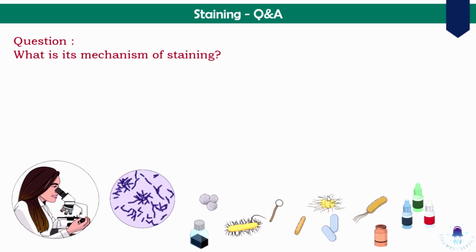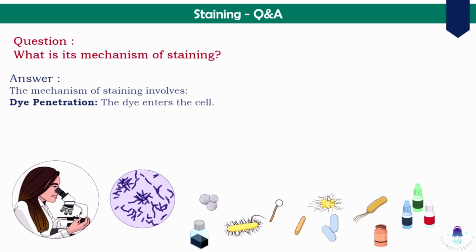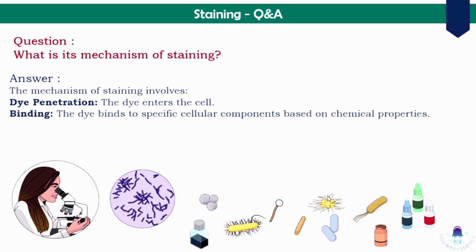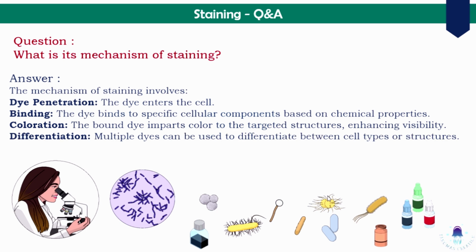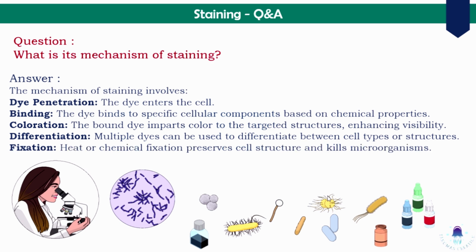Question: What is its mechanism of staining? Answer: The mechanism of staining involves dye penetration. The dye enters the cell. Binding. The dye binds to specific cellular components based on chemical properties. Coloration. The bound dye imparts color to the targeted structures, enhancing visibility. Differentiation. Multiple dyes can be used to differentiate between cell types or structures. Fixation. Heat or chemical fixation preserves cell structure and kills microorganisms.